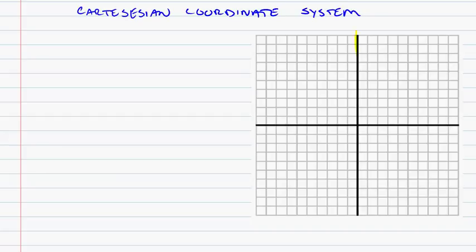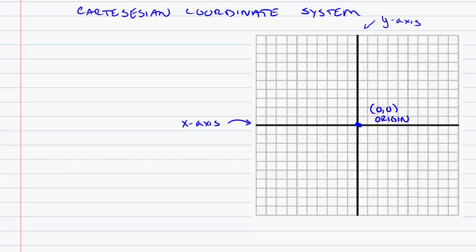We've got this line right here, right? And we know that to be the y-axis. We've also got this line here, which we know to be the x-axis. We've got a point in the middle. Its coordinates are 0, 0. It's also known as the origin.